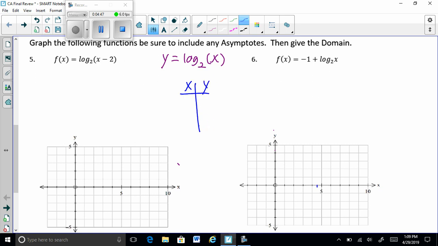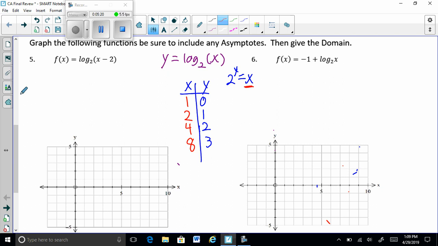Okay, and so if you do want to go ahead and convert this to exponential form, this would be 2 to the power of y equals x. And so it might be easier actually to plug in some values for y, like 0, 1, 2, 3. And so when you do that, 2 to the power of 0 means my x value comes back as a 1. 2 to the power of 1 is 2. 2 to the power of 2 is 4, and then 8.